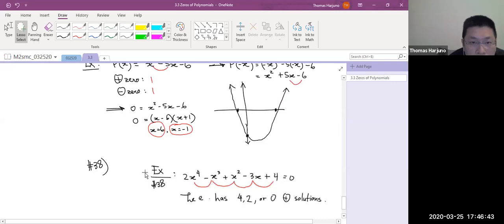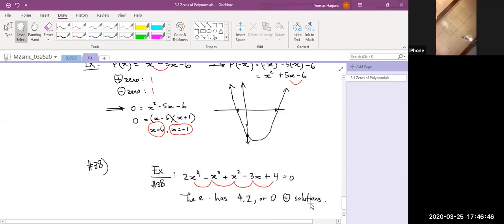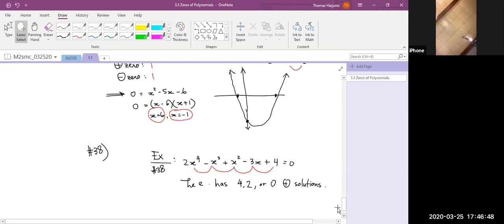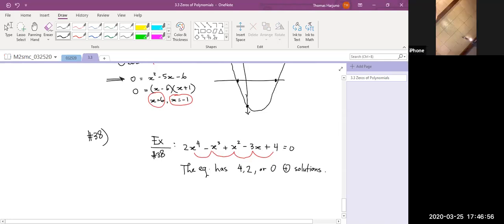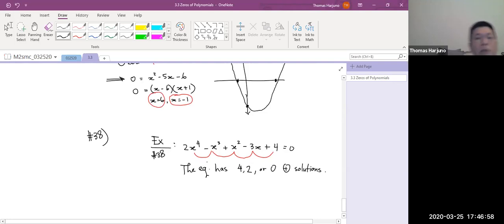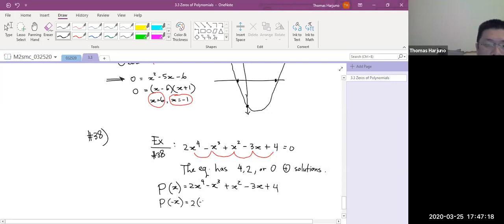How do I do this? I already have the number of positive zeros. The equation has 4, 2, or 0 positive zeros. Now let's take a look at what happens if I replace the x by negative x. So let's say the P(x) here is 2x to the 4th minus x cubed plus x squared minus 3x plus 4, then P(negative x) will be replacing the x by negative x.